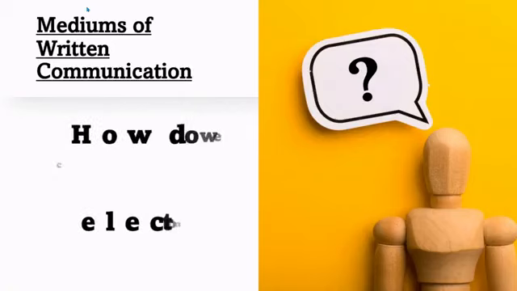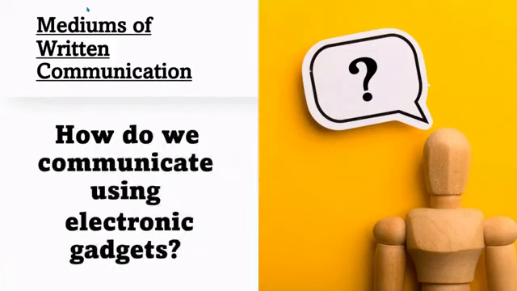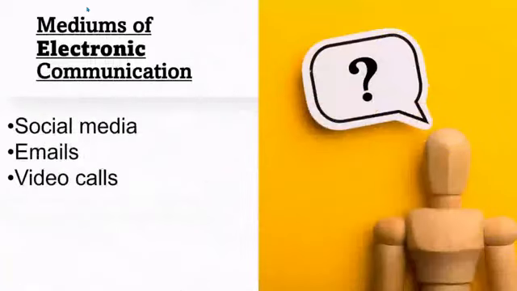How do we communicate using electronic gadgets? We can head over to our social media platforms, we can send an email, or we can use video calls. All of these require our electronic gadgets, and they also require the use of internet in order for us to pass information from one person to the next.